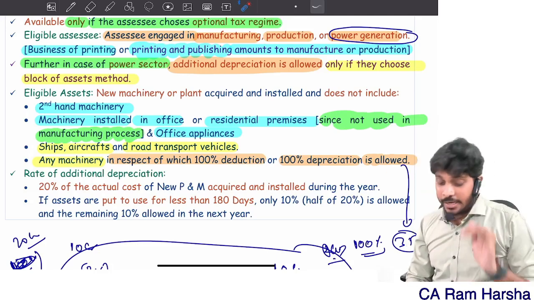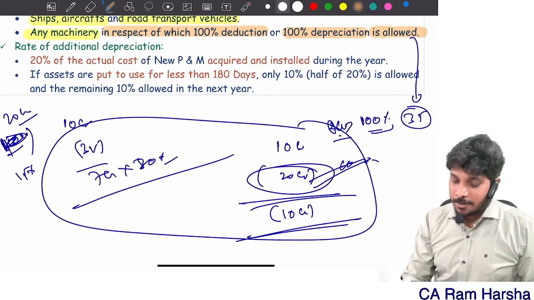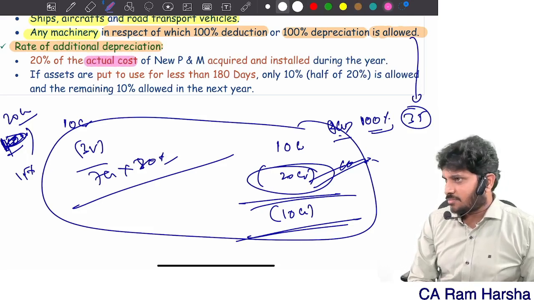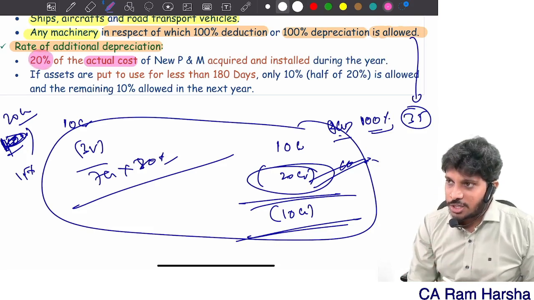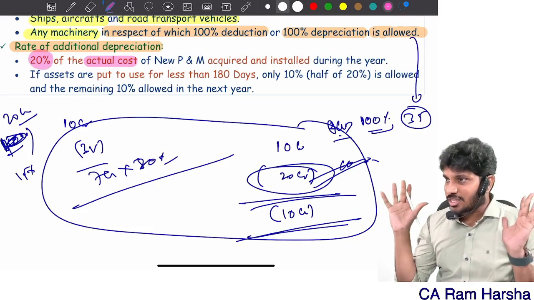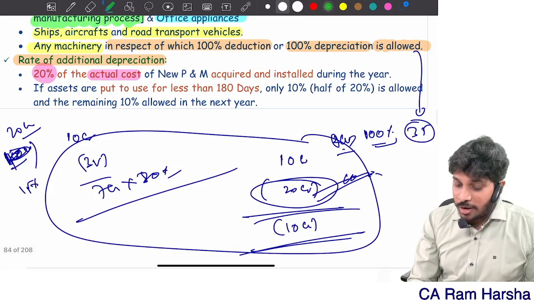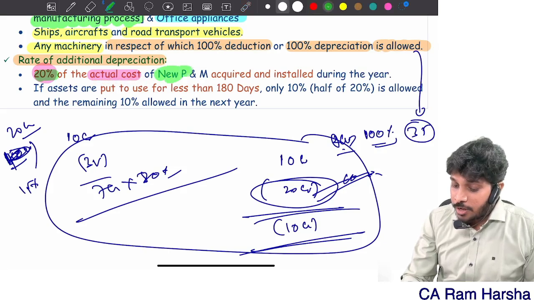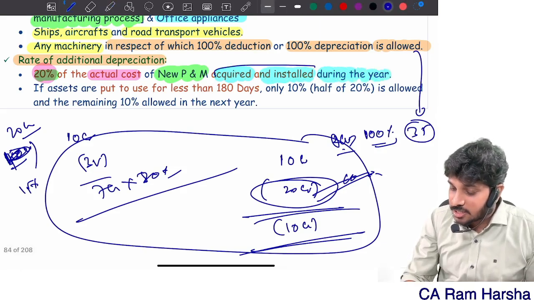All of you, now how much is the additional depreciation? Additional depreciation is straight away 20% of the actual cost. Actual cost means the purchase price and all that. So 20% of the actual cost of what? New plant and machinery acquired and installed during the year. In the current year, installation is a must.